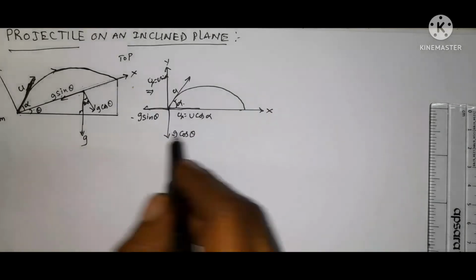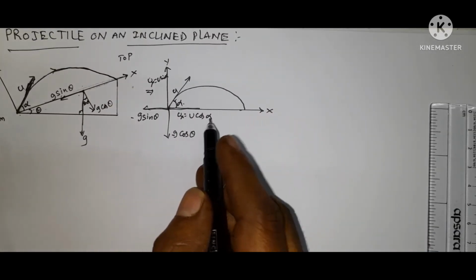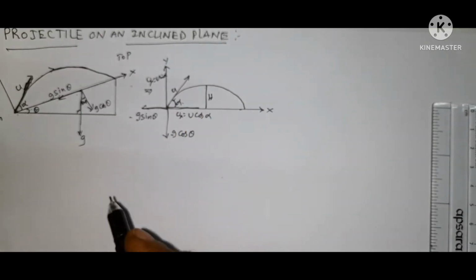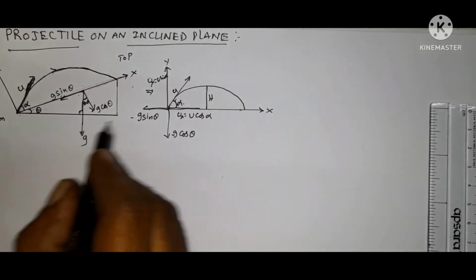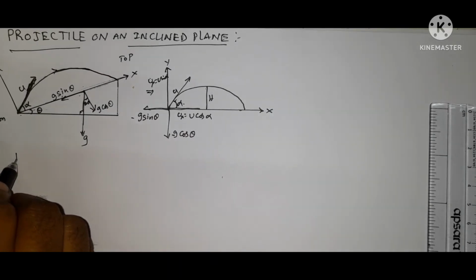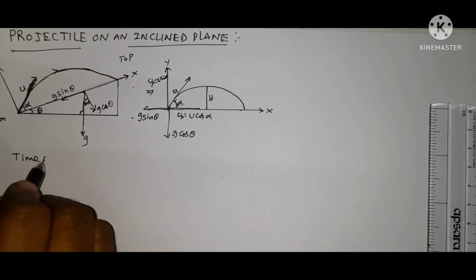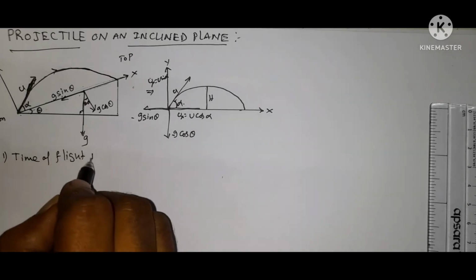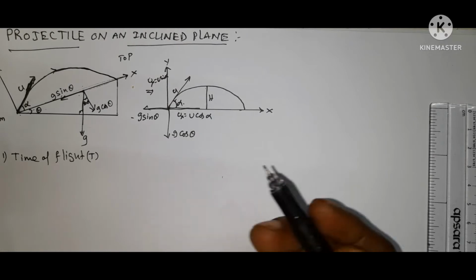Now I am deriving the time of flight for this. Say this is the maximum height h, and as you know, this is the range. For this derivation, you require the time of flight first. So what is the definition of time of flight? The time for which the body remains in the air is called the time of flight.